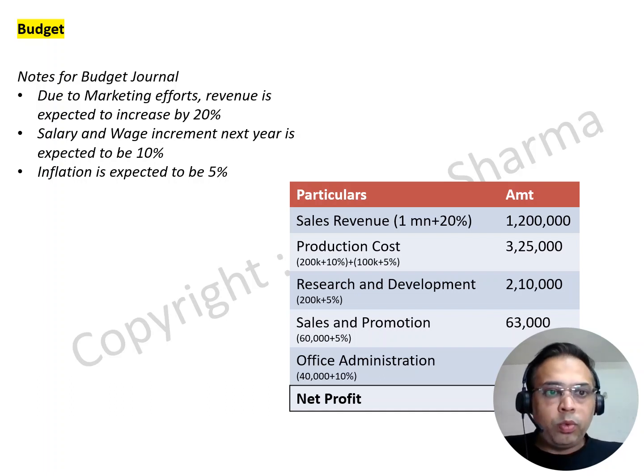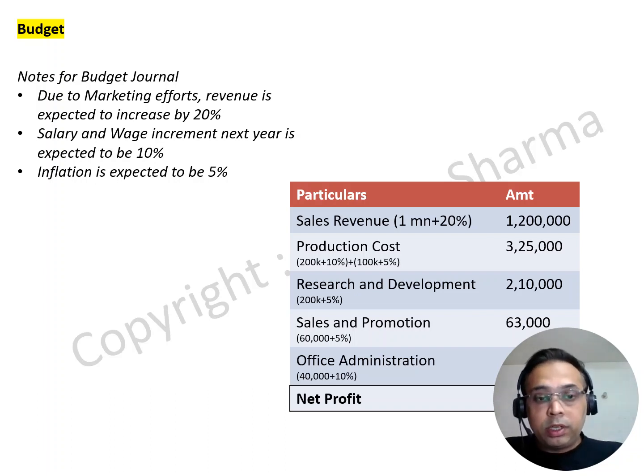So my sales revenue is expected to increase by 20%. So that's given, that's obvious that my sales revenue last year was 1 million. I'll increase it by 20%, and my budgeted sales revenue for next year would be 1.2 million. Production cost. If you remember the notes, the breakup of the 300,000 production cost was material 100,000 and labor 200,000, right? Now I'm going to give a salary and wage increment of 10%. So the 200,000 salary that I paid last year, next year in 2024, I'll be giving a 10% average hike.